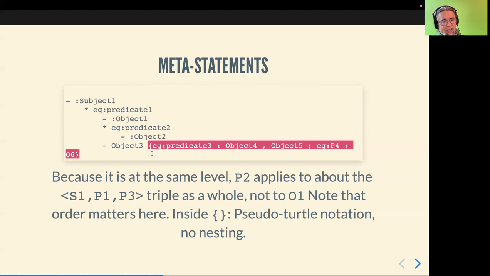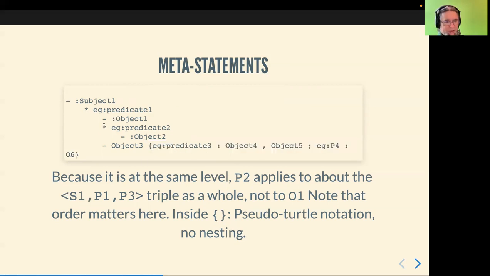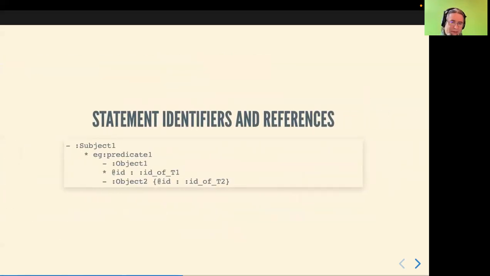Another terse notation I'm working with is to do curly quote and have a kind of pseudo turtle notation that is predicate, object, comma, object, semicolon, predicate, object. But I'm less sure about that. These are experiments. But this is really the key point. If I have a star under a star, I know it's a meta statement. And that makes it very convenient to express meta statements. I think this is terser than turtle star, but your mileage may vary.